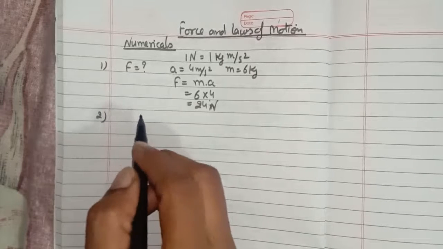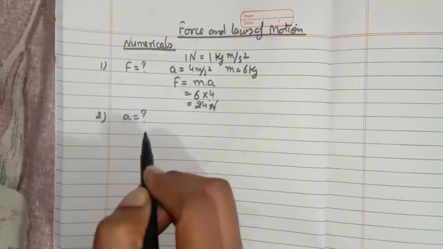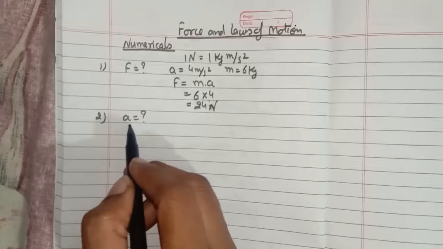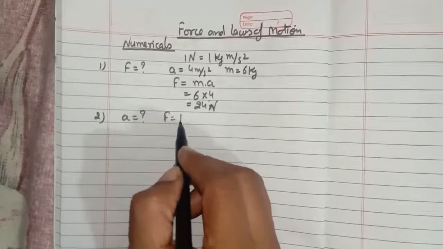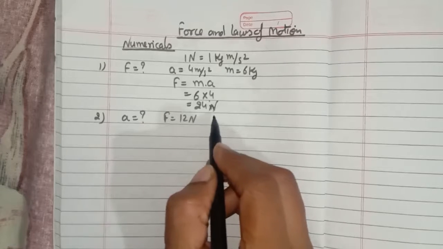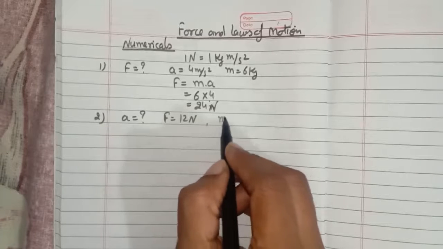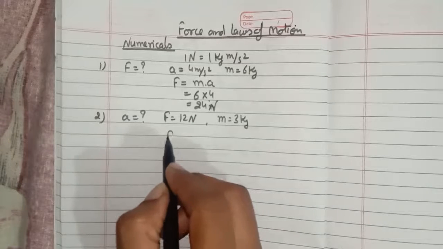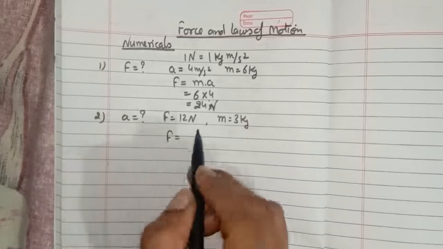Second one. What is the acceleration produced by the force of 12 Newton? So what do you have to find? You have to find the acceleration. Here in this question you have to find the value of acceleration produced by the force of 12 Newton, exerted on an object of mass 3 kg. So now in this question we have the value of F, we have the value of m, and we have to find acceleration.